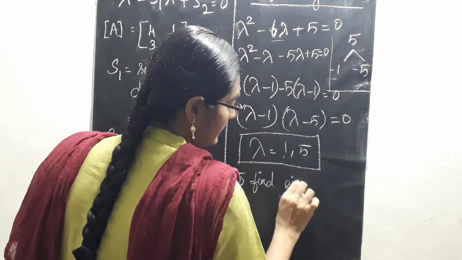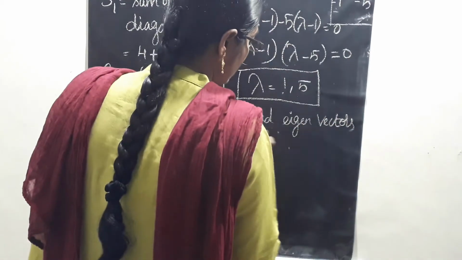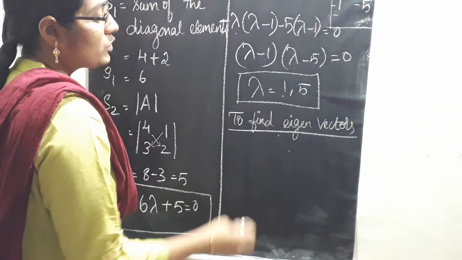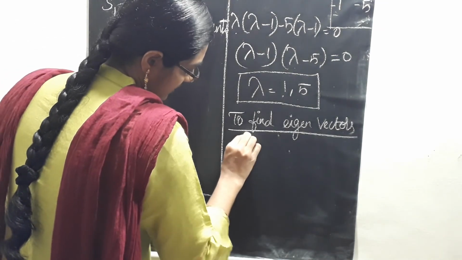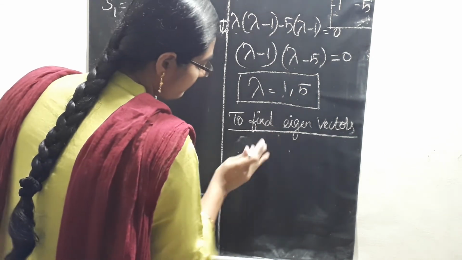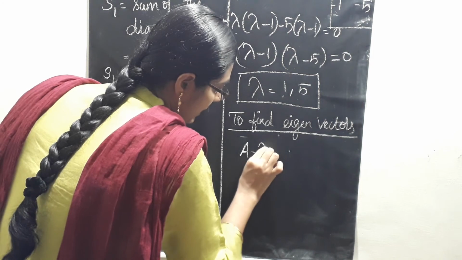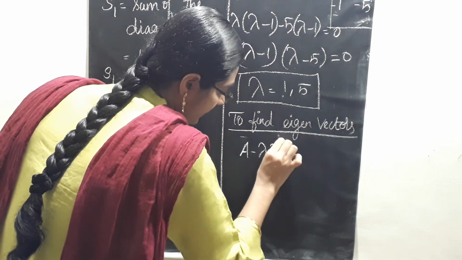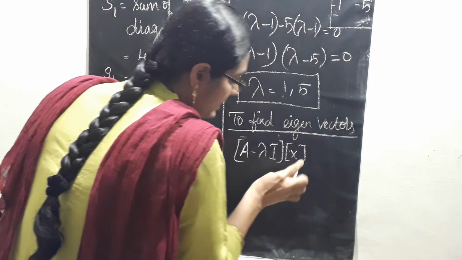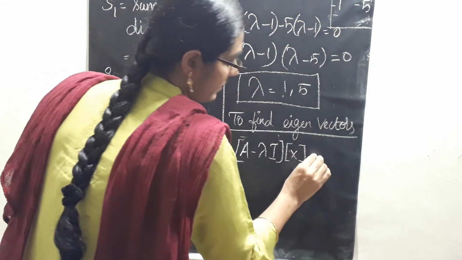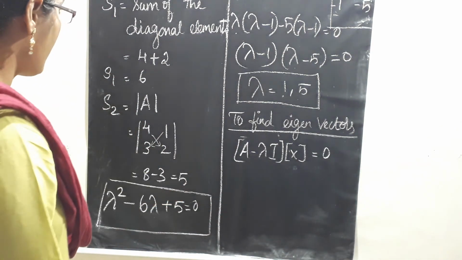eigenvectors. This is our third step. So for this first step, what we need to do is, need to find that A minus lambda I into x. X is the vector which is the eigenvector, equal to 0. So first we need A minus lambda I.